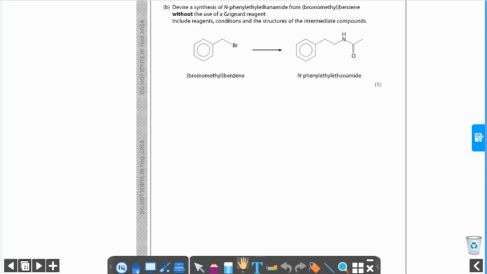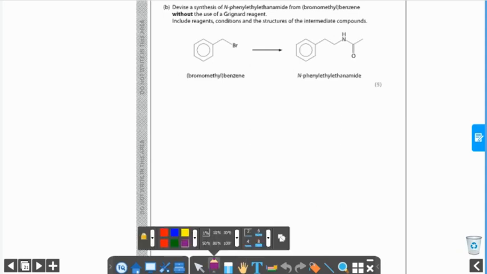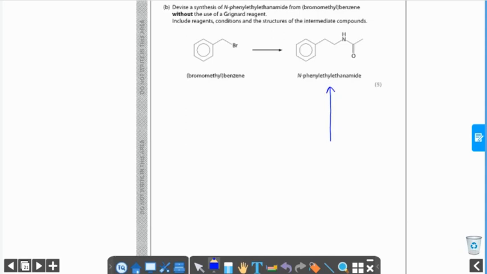Devise a synthesis of N-phenylethylethanamide from bromomethylbenzene without the use of Grignard reagent. Include reagents and conditions. Because they say without the use of Grignard reagent, otherwise you can do it in fewer steps with the Grignard reagent. Right, okay. If you can't think forward, the best thing is to go backwards. Even forward you can, but it's much easier to go backwards.